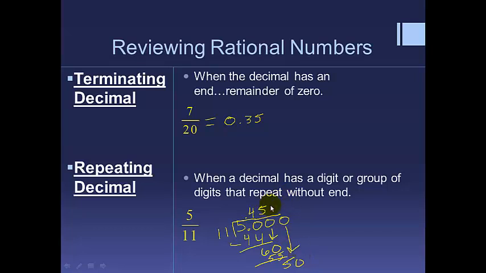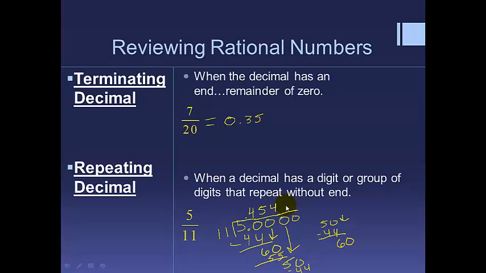11 goes into 54. And this is going to keep going on. So 44. And I'm going to get 6. And I'm running out of room, so let's say I'll just carry this over here. 50 minus 44 gives me 6. I'm going to bring down another 0.